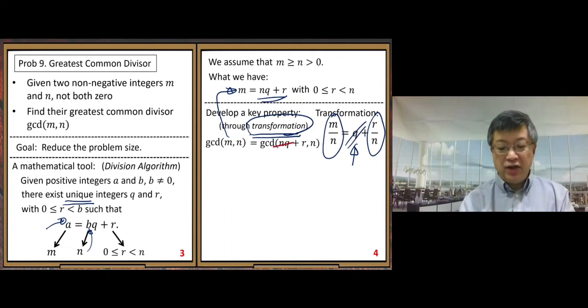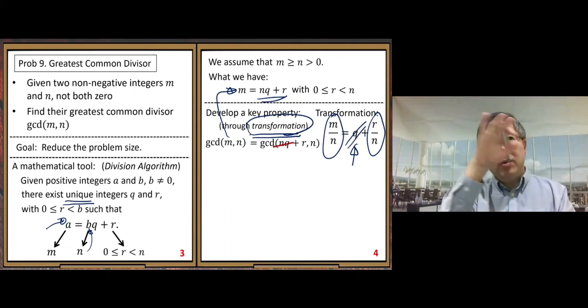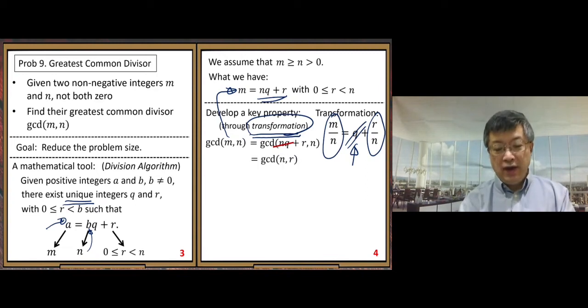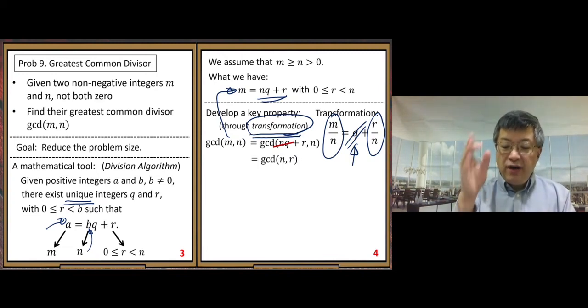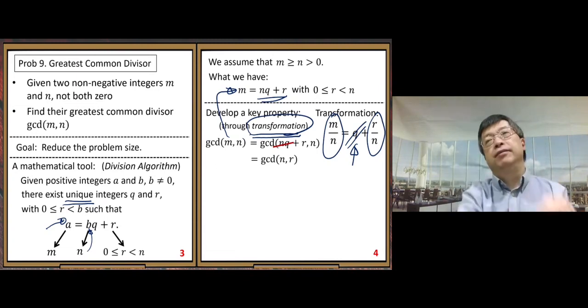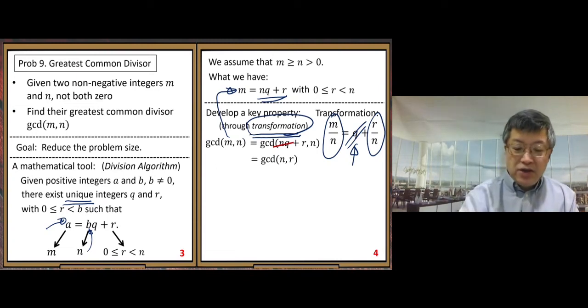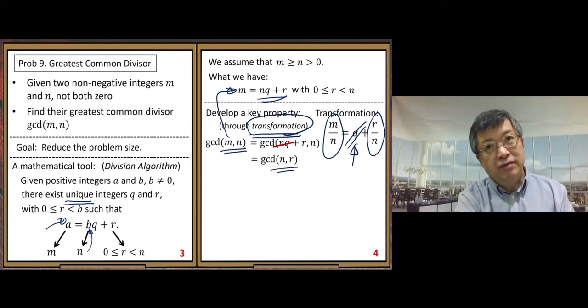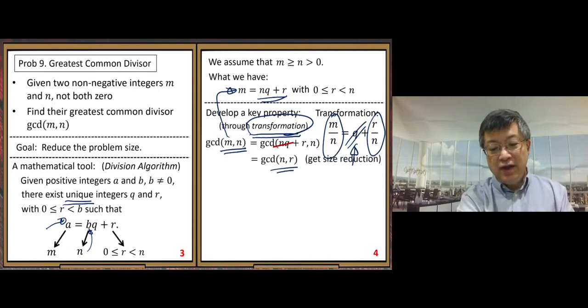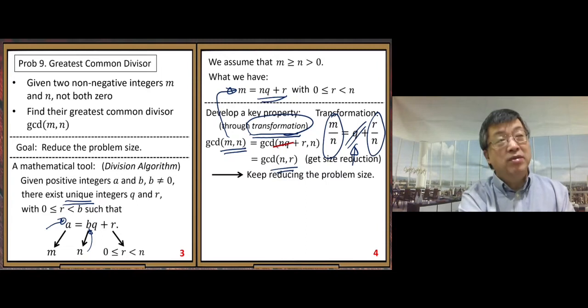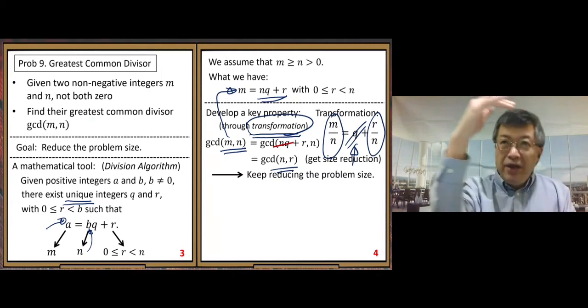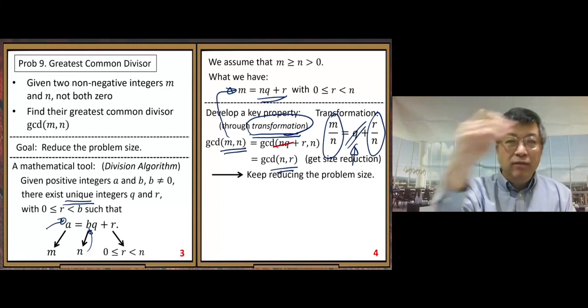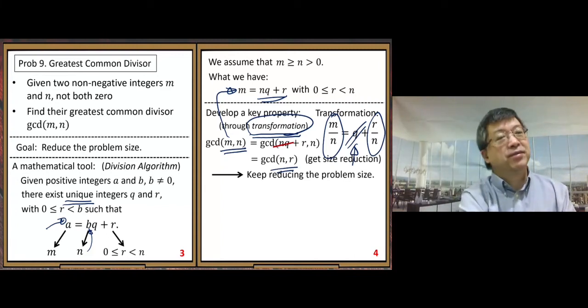So with that observation, we can just cross out that nq part. And we get GCD of n comma r. This time, can you see the problem size reduction? Yes. So you can see that is the problem size reduction. But we can keep reducing the problem size in this way. Another integer division, another round of problem size reduction like this.